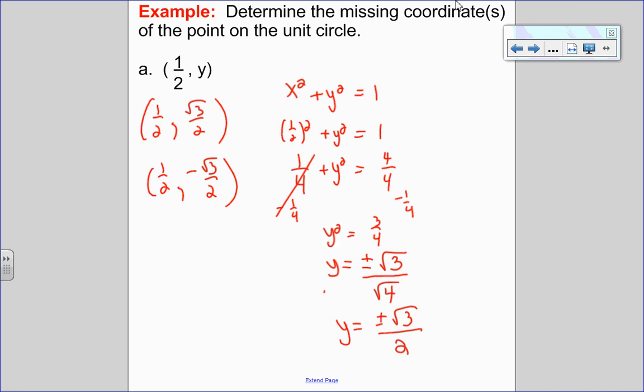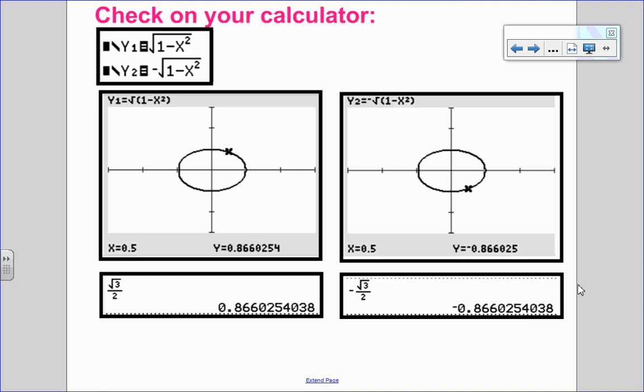Let's just check graphically if they are actually on the unit circle. So when I do trace of 0.5, I get this number, which when I check on the calculator, root 3 over 2 is equal to the same number. So I know that one's correct. And then when I do trace of 0.5 on the bottom half of the circle, I get the same thing but negative. And negative root 3 over 2 again has the same value. So I know that these are the same, so they are both points on the unit circle.